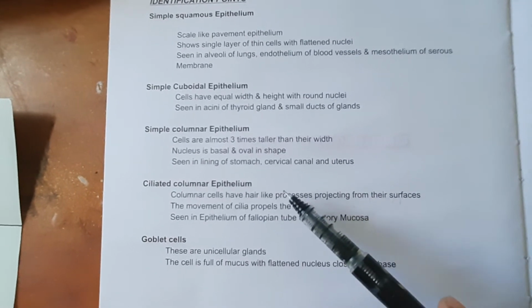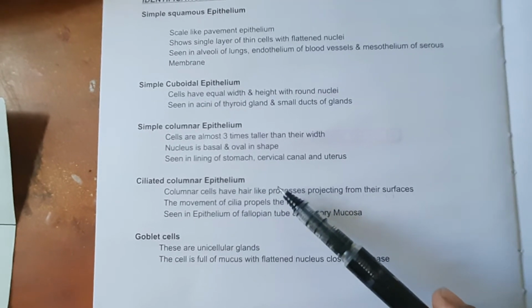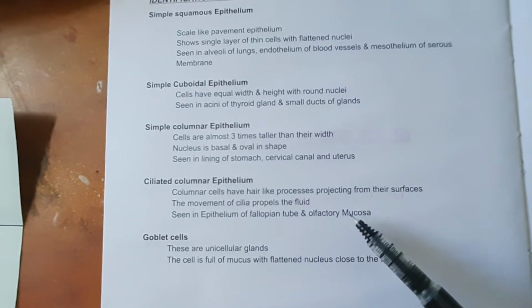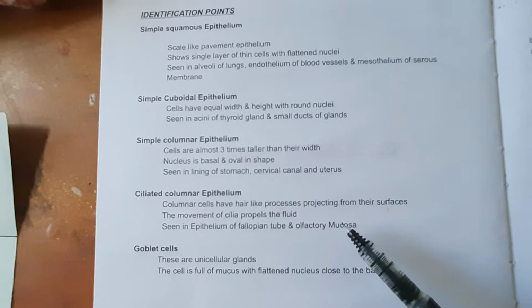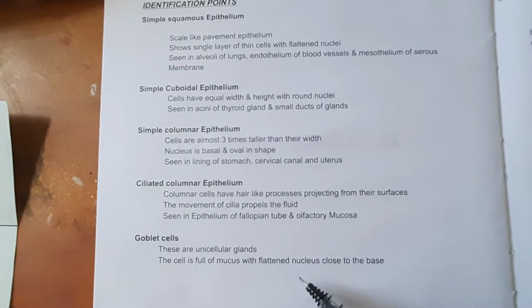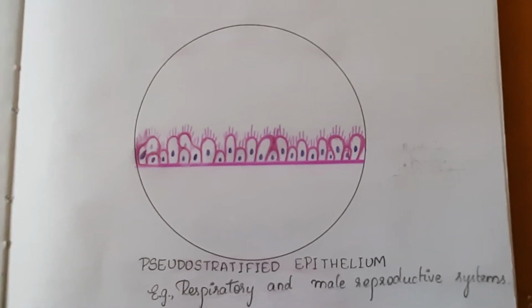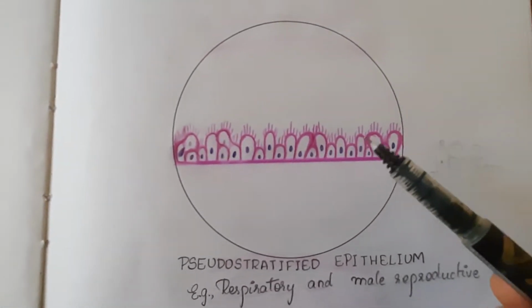Ciliated columnar means cilia, hair-like structures, will be there on the top of the cells. That is a ciliated columnar epithelium. Fallopian tube and olfactory mucosa are examples. And next, goblet cells are unicellular glands secreting mucus, and they are present in the large intestine.